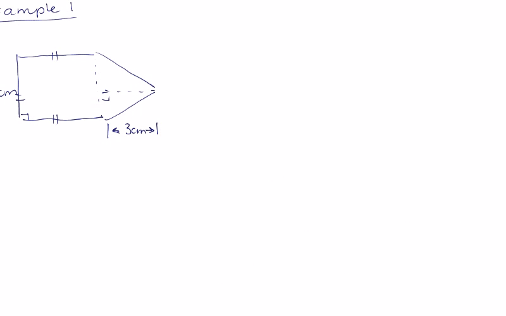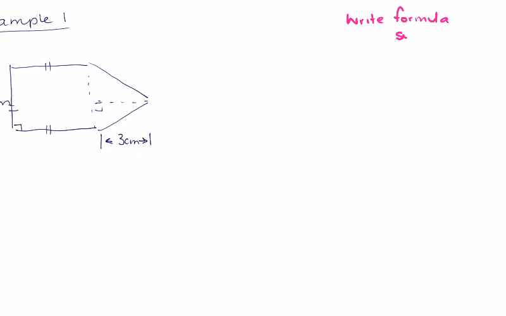Example number 1. We need to find the area of this shape. Now, for every single question, you must show the right formula. You must substitute. And you need to write an answer. And don't forget your units. Now, I would separate it into 2 separate areas. So I've got area 1, which is a square, and area 2, which is a triangle.